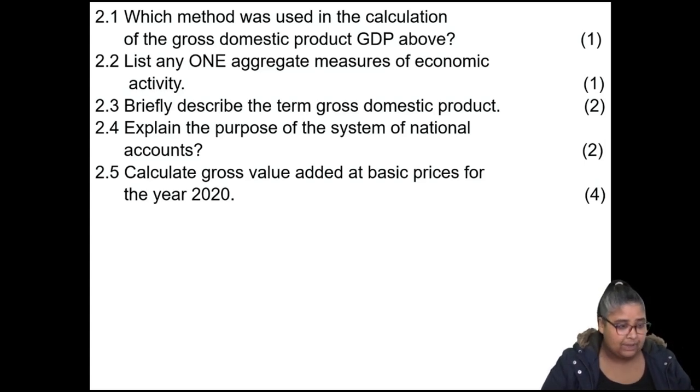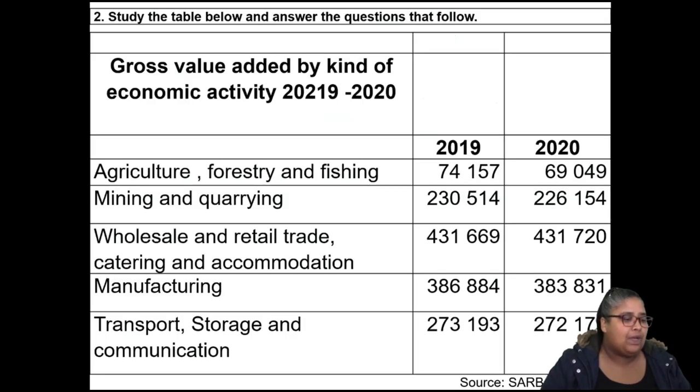Okay, correct, Ralph. So let's work through these answers on national accounts. First question: which method was used in the calculation of the GDP, or gross domestic product, above? Before I gave you the opportunity, I actually gave you a hint, because if we look at the various economic activities, by knowing your economic sectors, you would have been able to ascertain which economic sector each economic activity falls under.